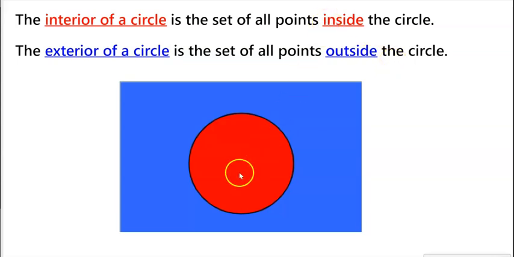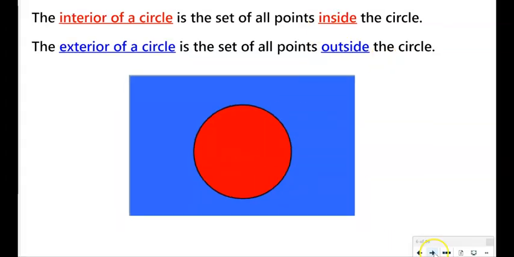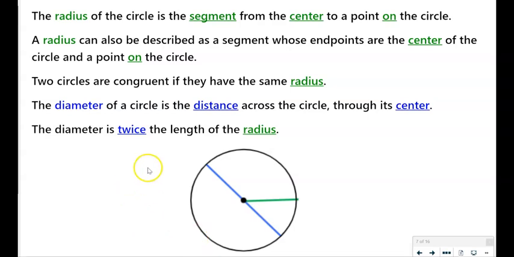So obviously the inside here is red and the outside is blue. So the next thing we're going to talk about are radius and a diameter. So the radius of the circle is a segment from the center to a point on the circle. That's this green line right here, okay? A radius can also be described as segments whose endpoints are the center and a point on the circle, okay? Two circles are congruent if they have the same radius.